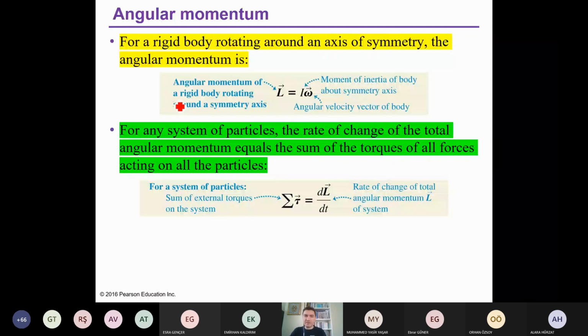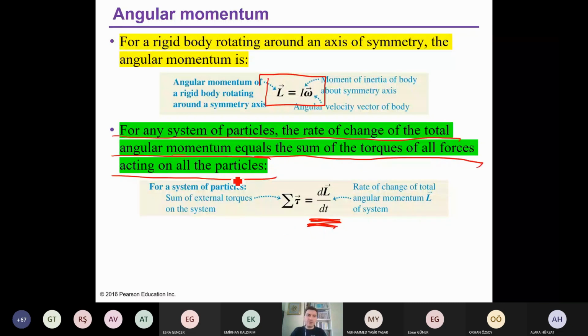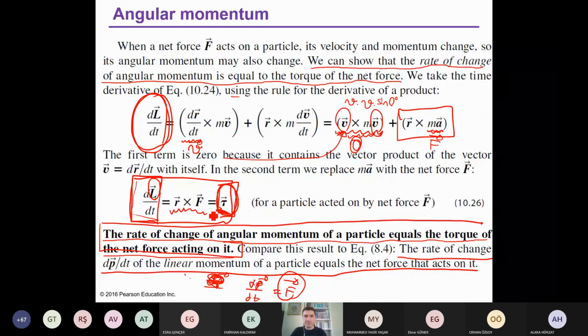I times omega. This is the angular velocity. And for a system of particles, the rate of change of total angular momentum, this one, dL over dt, equals the sum of the torques of all forces acting on all particles. So which we have done here, this expression. The torque is given with dL over dt, or the rate of change of angular momentum is equal to the torque of the net force acting on it. Okay, so these two equations are very useful.